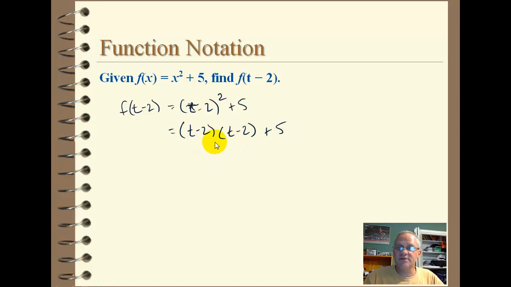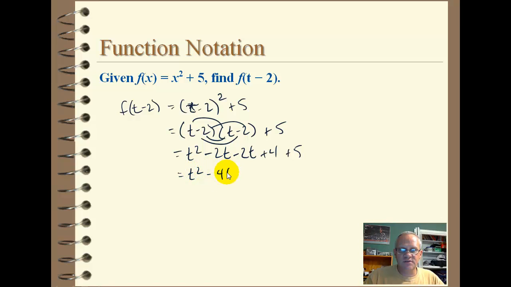And then how do we multiply 2 binomials together? It starts with an f. FOIL. So we're going to multiply these together. T times t is t squared, minus 2t inside, minus 2t, 2 times 2 is 4, and then you have the plus 5. Then you just combine all your like terms, so you've got t squared minus 4t plus 9. And so that's f of t minus 2.